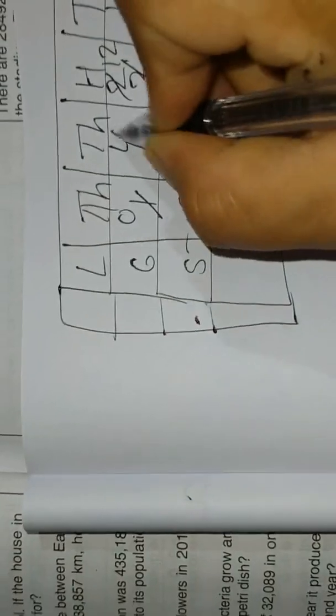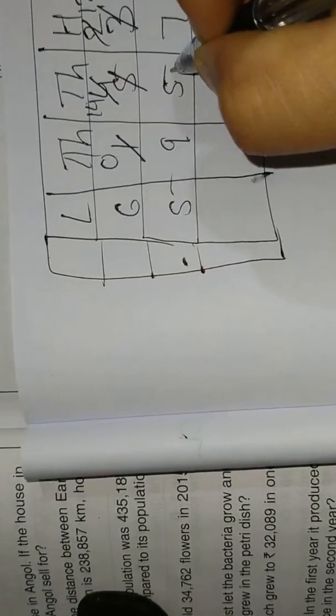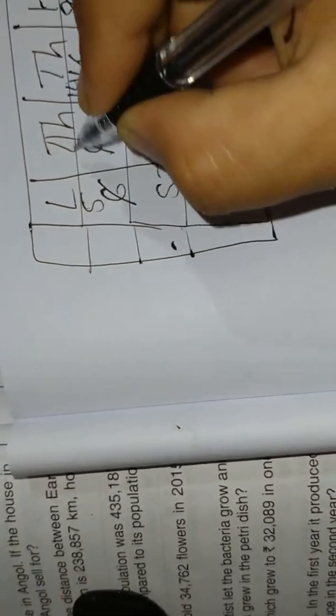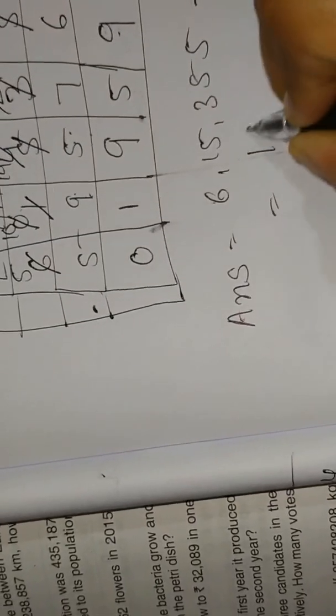4 minus 5 is not possible. We'll cut 1, write here 0. Cut 4, write here 14. 14 minus 5, so the answer is 9. 0 minus 9 is not possible. Cut 5, write here 5. Cut 0, write here 10. 10 minus 9, 1 is there. 5 minus 5, 0. So the answer is 6,15,355 minus 5,95,760. So the answer is 19,595. This one is the answer.